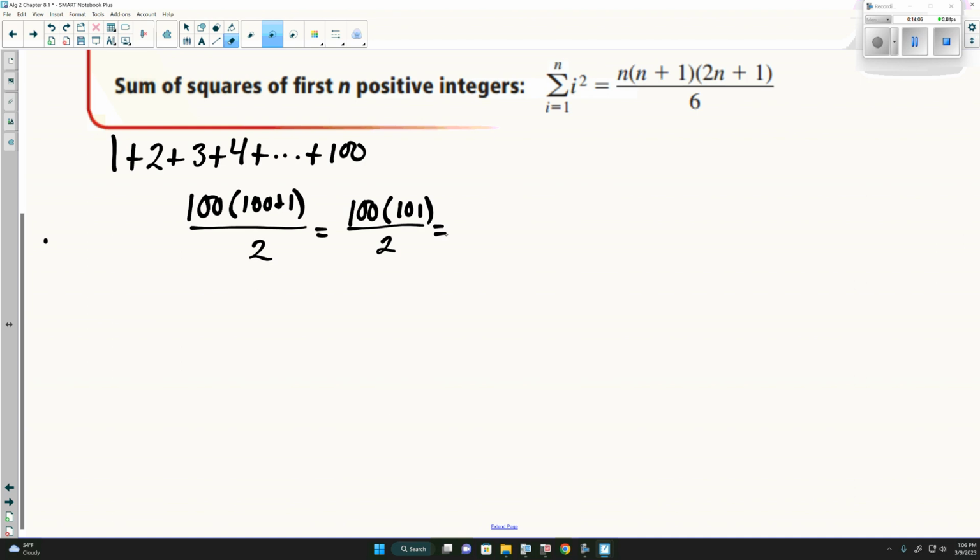Now we can multiply 100 and 101 first, or we can divide 100 by 2, because what's 100 divided by 2? Times the 101 is 5,050. So instead of adding 1 and 2 and 3 and all the way up, we could use this here. Does that kind of make sense?